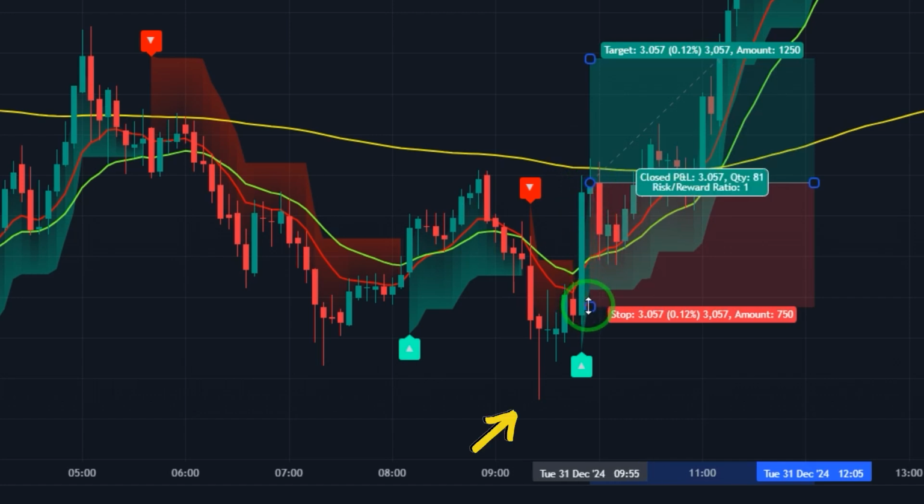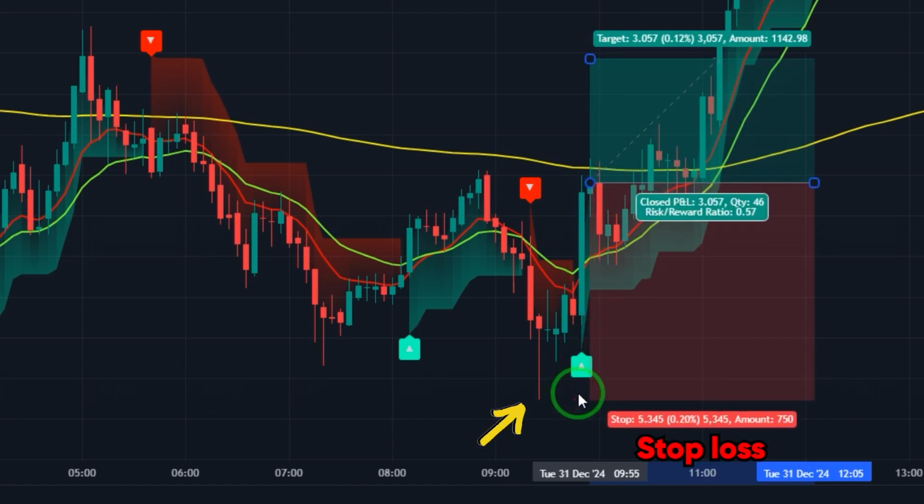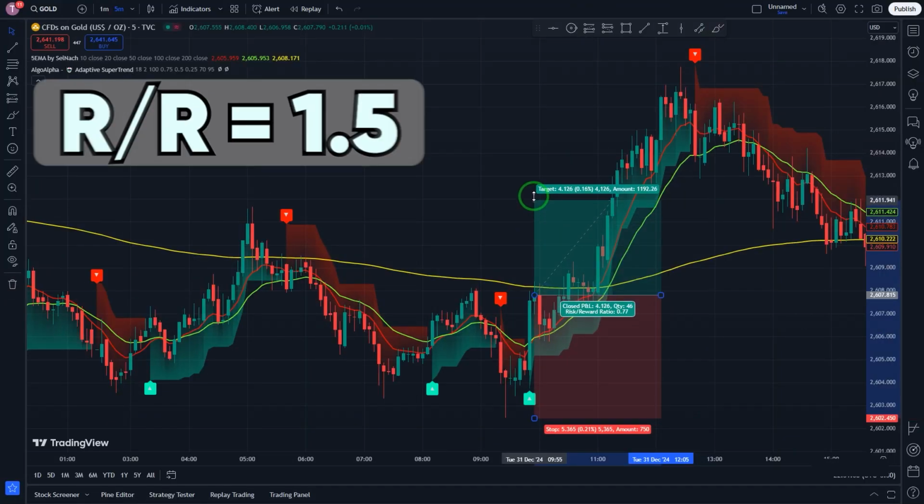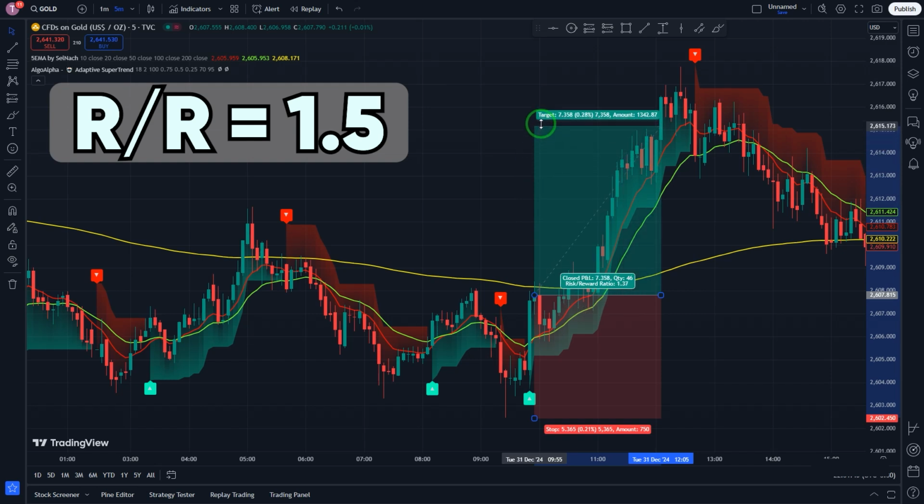Set your stop loss at the recent swing low. For take profit, consider your risk to reward ratio as 1 to 1.5.